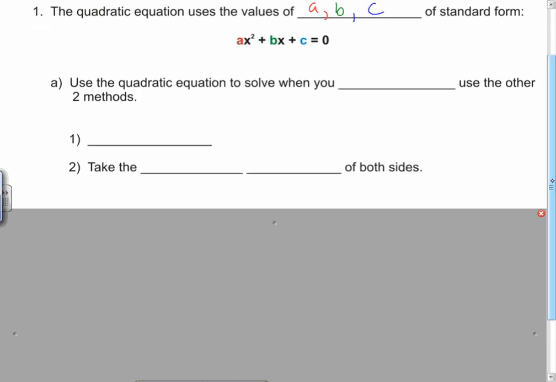All right, so number 2, use the quadratic equation to solve. Really, the idea is when you can't use the other two methods, because quite honestly, the other two methods are quicker. However, I will say this. Can any quadratic be solved by the quadratic equation? The answer is yes. So it can solve anything.